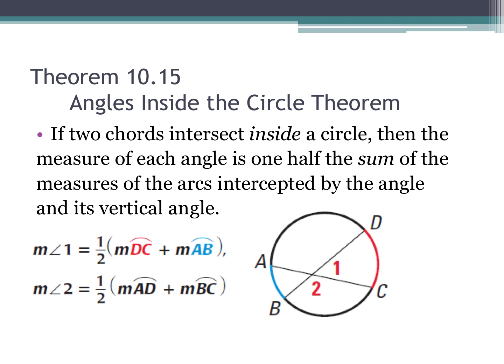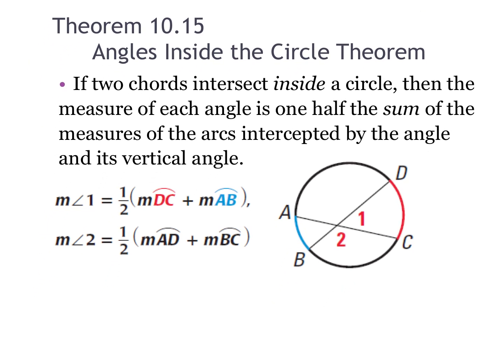Next theorem is called the angles inside the circle theorem. This one states that if two chords intersect inside a circle, then the measure of each angle is 1/2 the sum of the measures of the arcs intercepted by the angle and its vertical angle. So in this particular picture, angle 1 is here, its vertical angle is over here. To find the measure of angle 1, I would be adding its intercepted arc, the CD or the DC, along with its vertical angle's intercepted arc, and then times it by 1/2 or divide by 2.